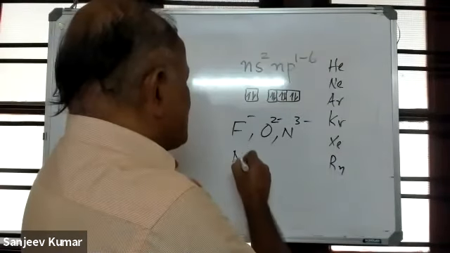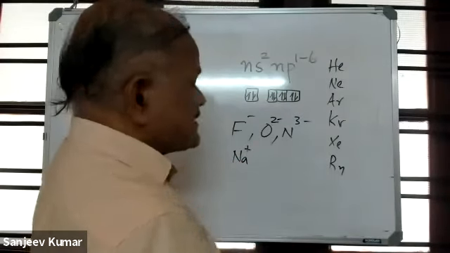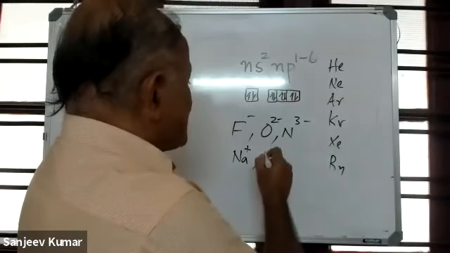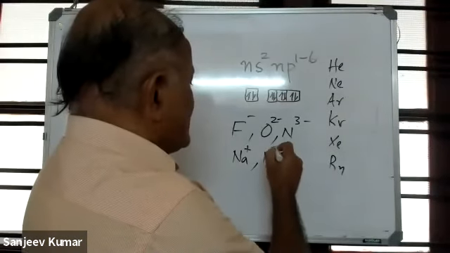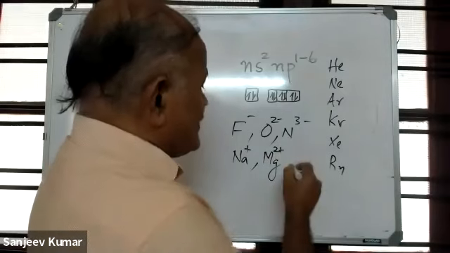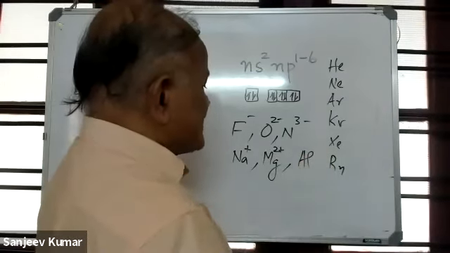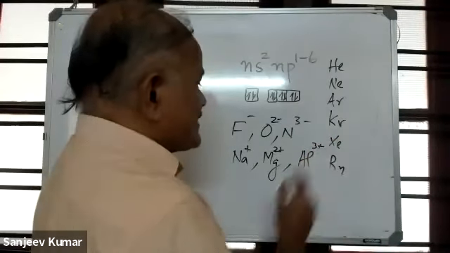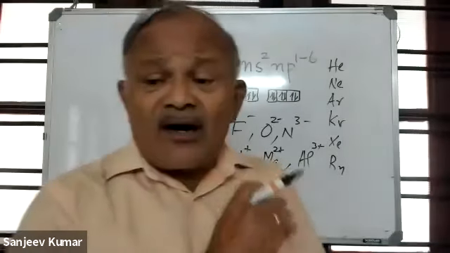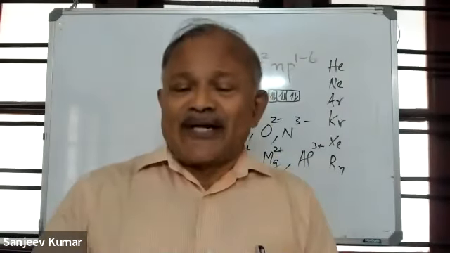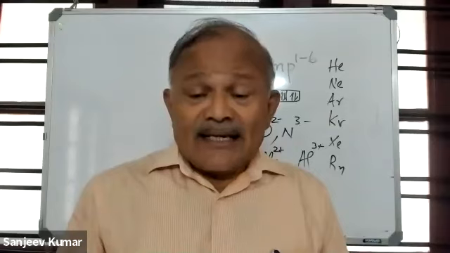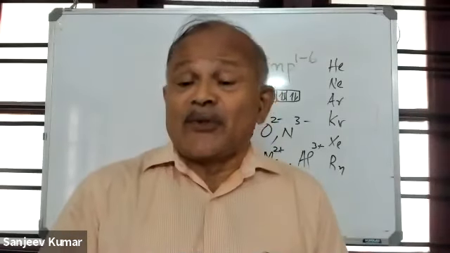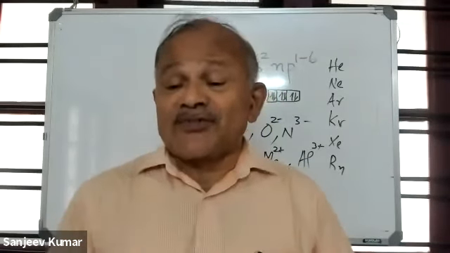And sodium, atomic number 11, Na+ has 10 electrons. Magnesium, atomic number 12, Mg2+ has 10 electrons. Aluminum, atomic number 13, and Al3+ has 10 electrons. Therefore, these are all isoelectronic. And remember, in isoelectronic ions the number of electrons is the same.